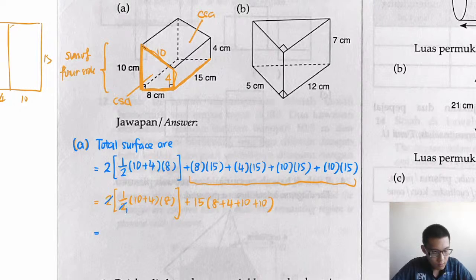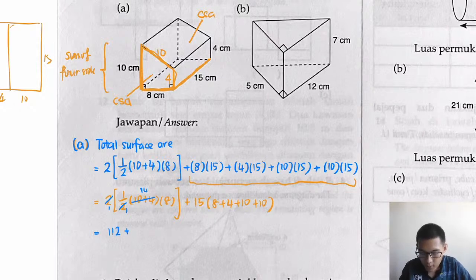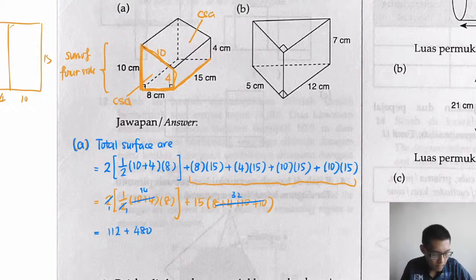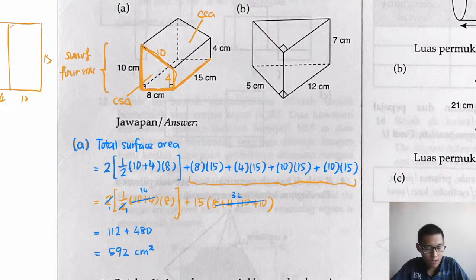Okay, so the first one is 14 times 8, okay, 112. And this one, 8 plus 4 plus 10 plus 10 is 32. 32 times 15, 480. Therefore, how much do we get? 592 unit square or cm square, because it's a surface area. Okay, so answer A is here.